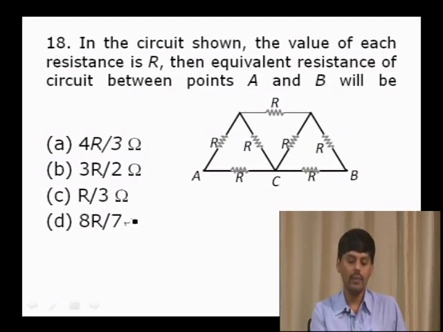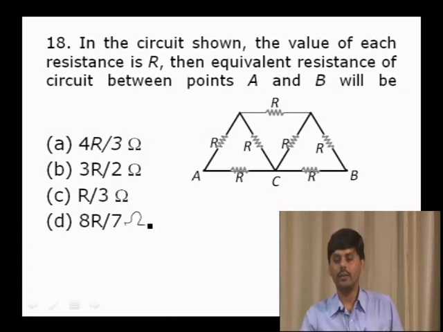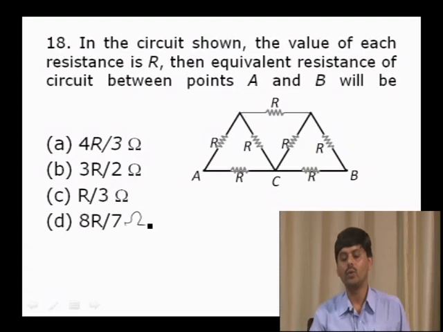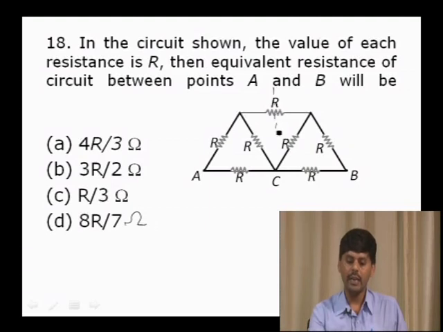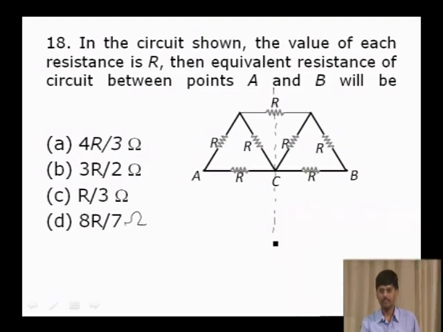Here the unit is missing. This problem is very simple. There are three different ways to solve this problem. For this, I will draw one line at the middle of the circuit, assuming that this is a mirror.